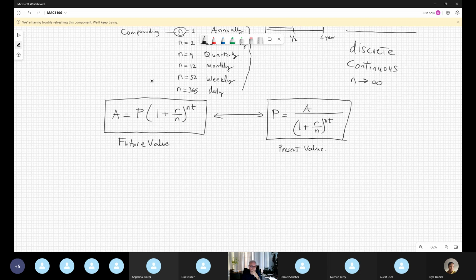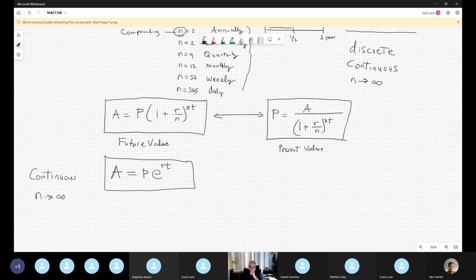The formula for the future value, when it's continuous, when compounding is infinity, is equal present value. This part is similar, but this transformed to the e to the rt. Future value and present value similar.